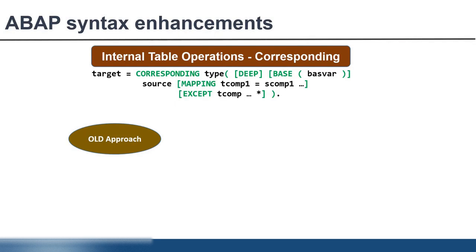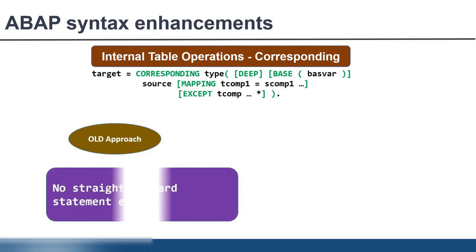First scenario. To transfer data from one internal table to another, there is no straightforward statement. You have to loop through the first internal table. Within the loop, transfer the data to the work area and then append that to the second internal table.